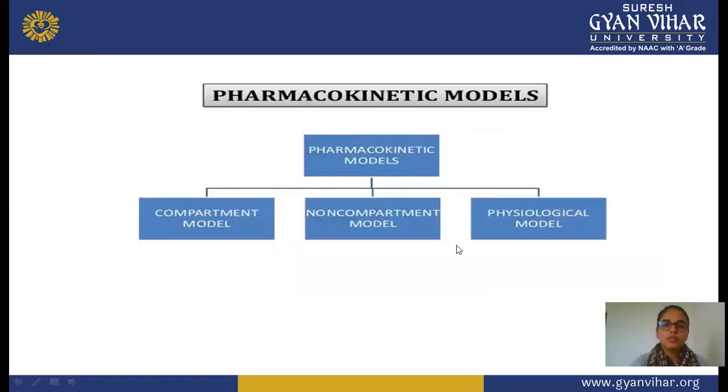Next is pharmacokinetic models. These are the pharmacokinetic models: in compartmental modeling that we are studying, one compartment, two compartment, or multi-compartmental model. Next is the non-compartmental model. This does not depend on compartmental assumptions. Next is the physiological model. In this, we pick a model of some animal or any other model.